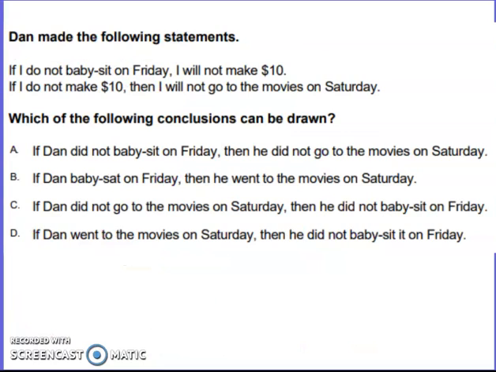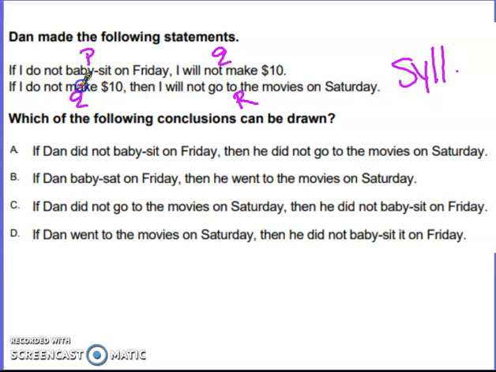Dan made the following statement. If I do not babysit on Friday, P, I will not make $10, Q. If I do not make $10, still Q, then I will not go to the movies on Saturday. This is your law of syllogism. Which of the following conclusions can be drawn?